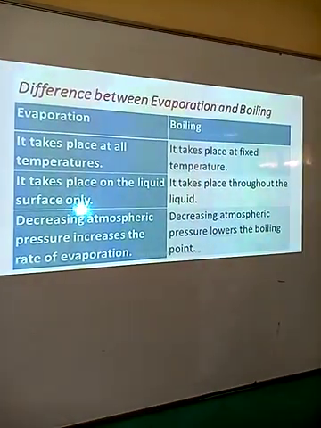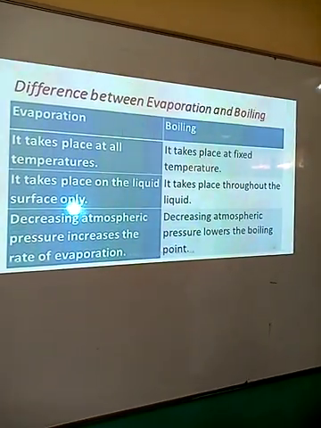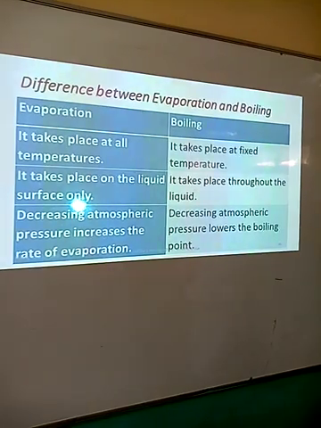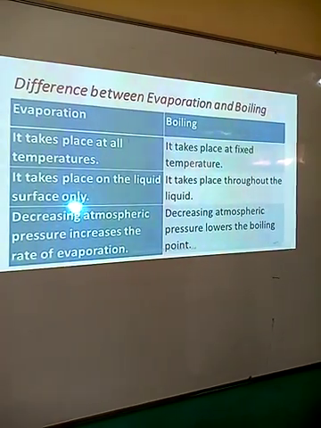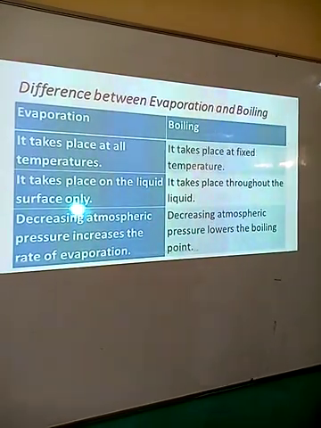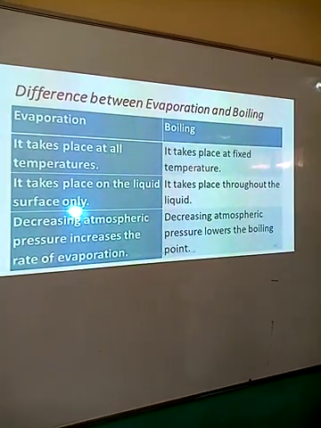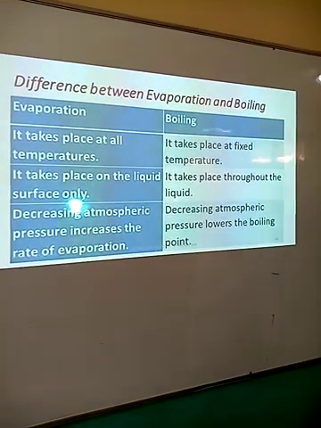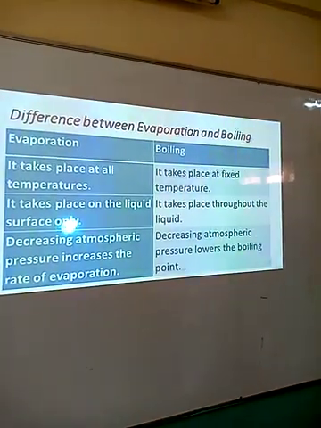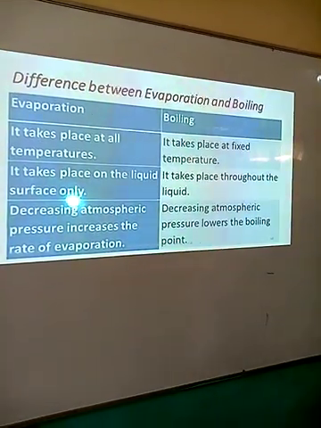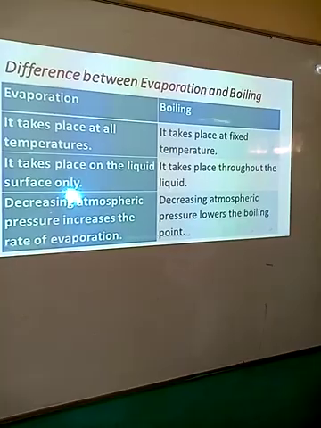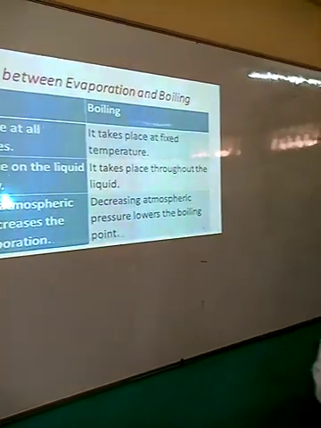So the table there has given us differences between boiling and evaporation. Briefly, evaporation takes place at all temperatures, while boiling takes place at a fixed temperature, which is the boiling point. Evaporation takes place on the surface of the liquid only, while boiling takes place throughout the liquid. Then a decrease in pressure increases evaporation, but a decrease in pressure normally lowers the boiling point.